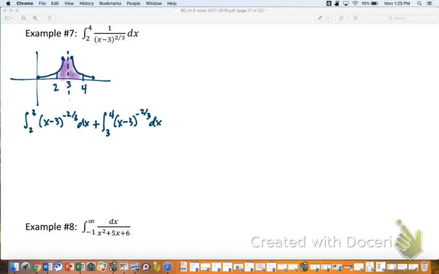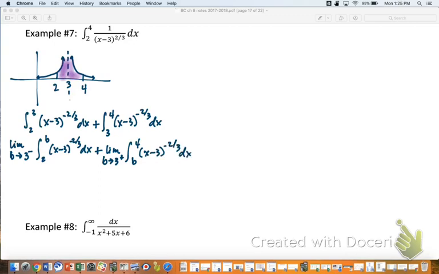And then we put our limits on here. Limit as b heads towards 3 from the left of the integral from 2 to b. And then a similar limit strategy with this other one, except it would be b approaching 3 from the right, integral from b to 4. Any questions on that setup? Oh, it showed up. There was a little lag there. Okay, questions?